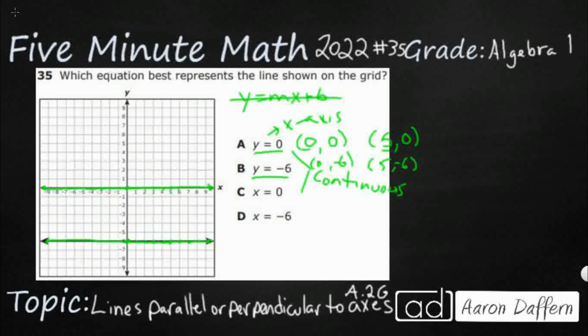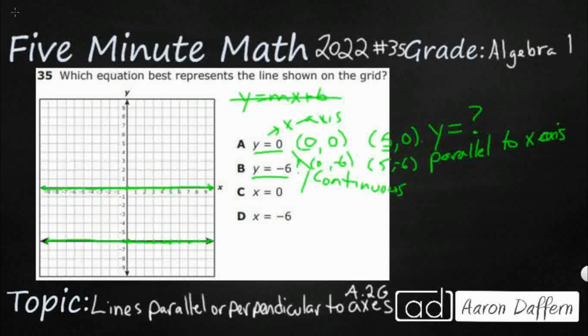So when I have a y equals, this is what I need to note: when I have a y equals something, the line is actually going to be parallel to the opposite axis, parallel to the x-axis in this case. So since I do have a horizontal line, I am wanting a y equals because I'm wanting it to be parallel to the x-axis. So B is looking pretty good.